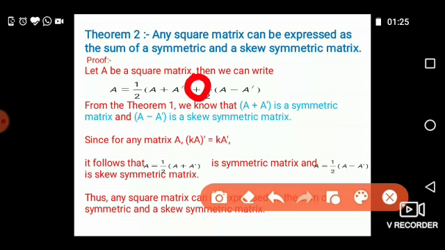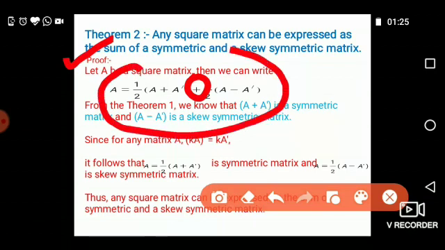Dear students, as I told you, the proof of this theorem is not important in the examination. That's why only the problems can be asked in the examination. We can remember this formula.